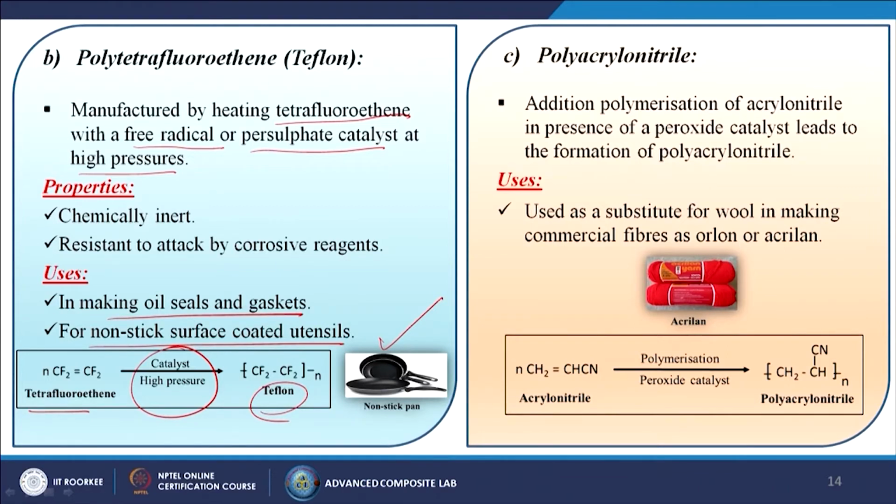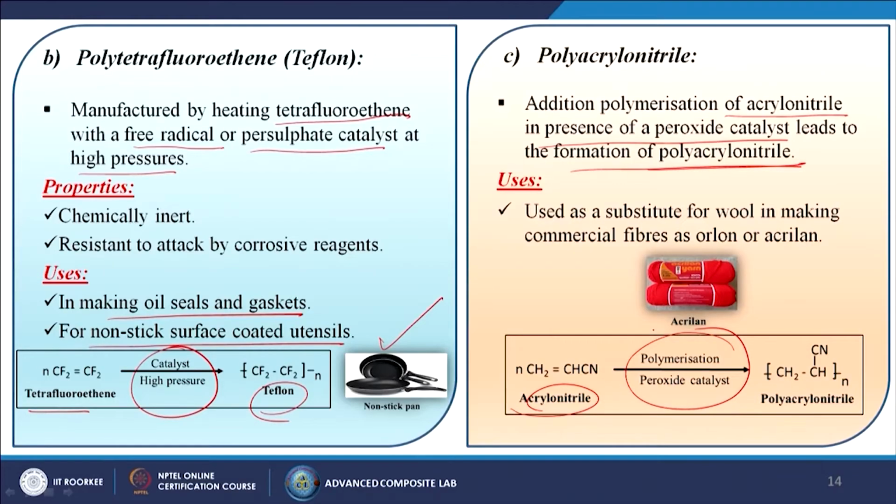Then we are going to discuss polyacrylonitrile. Addition polymerization of acrylonitrile in the presence of a peroxide catalyst leads to the formation of polyacrylonitrile. What are the uses? It is used as a substitute for wool in making commercial fibers such as Orlon or Acrilan. So, sometimes it is also called synthetic wool.